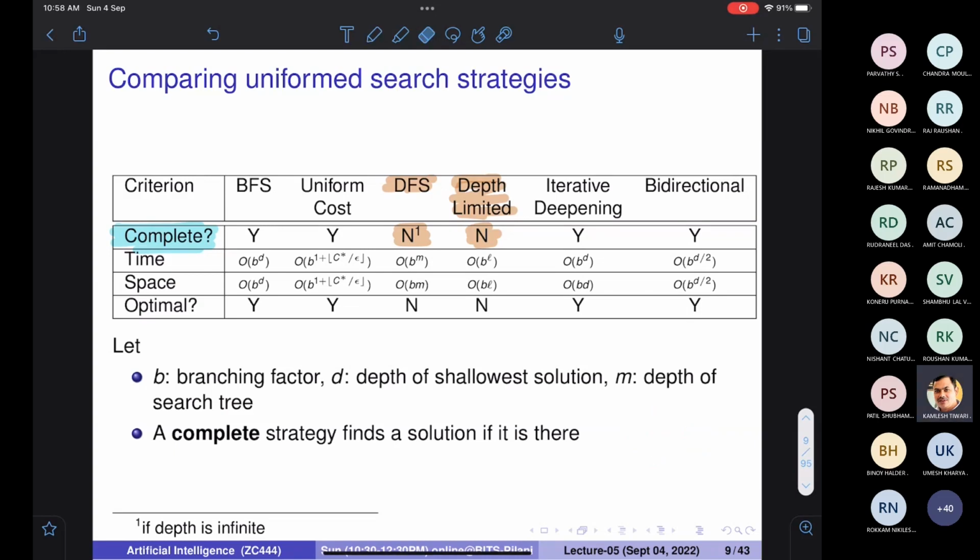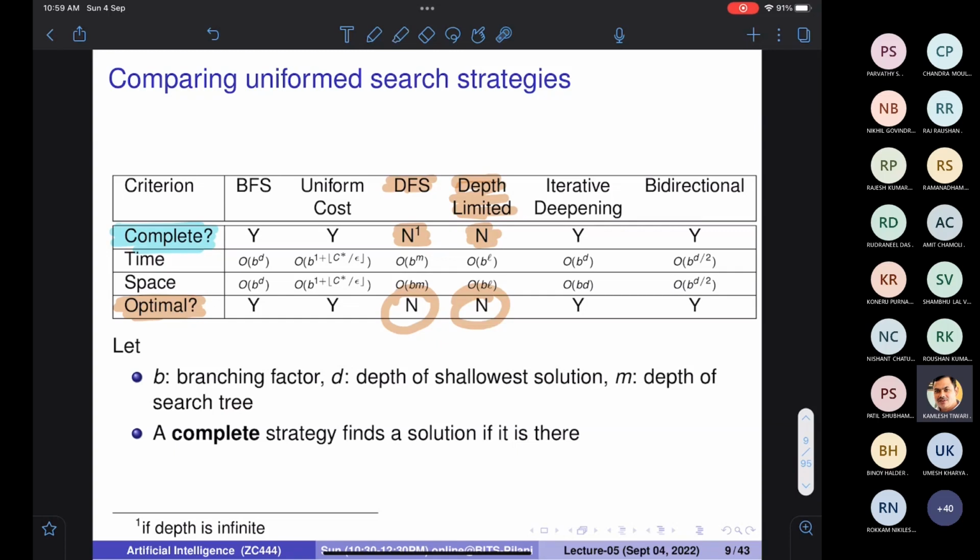So they may not give the solution. Otherwise, all other methods are going to give you. And in the same way, if you want to find out what is optimal, if the solution is there, you want to get it in the lesser number of time. It should not take a large lot of time. So here, since these two are not going to get the solution, they are not optimal. Otherwise, the things are optimal.